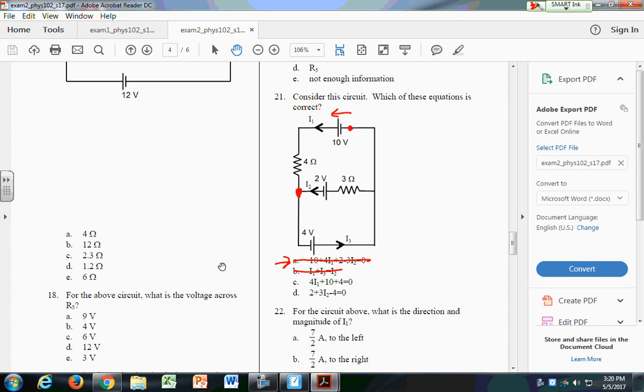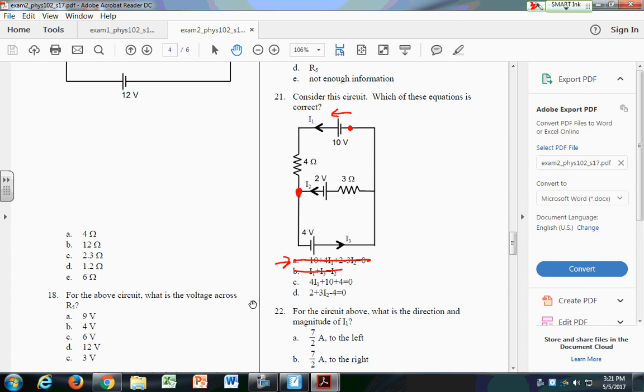Let's see, 2 plus 3i2, 2 going in this direction, plus 3i2, because I'm going against the current, minus 4, high and low, so that's negative. So that one is right. Some other things you could do, like I could change the current, like what if it just said i1 instead of i2, that would make it incorrect. Or I could also start a loop here, and then go around, and then come back to here. That's not a closed loop, because it doesn't stop and start at the same place.